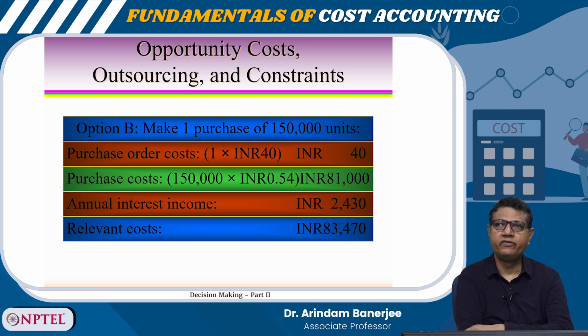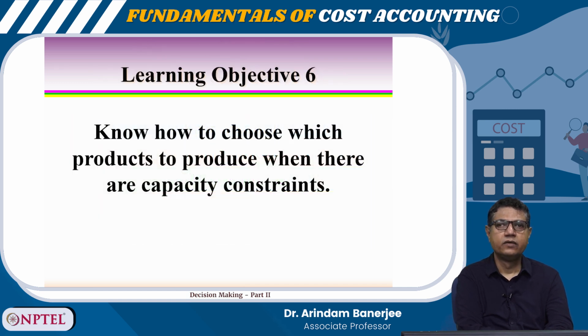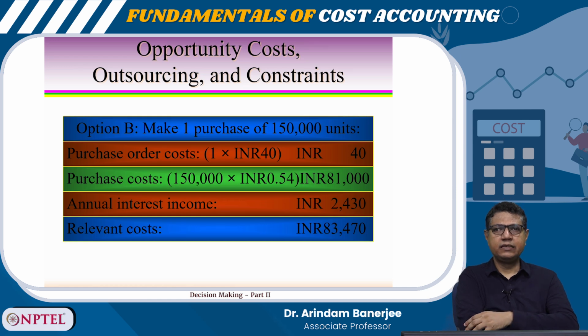And option B is make one purchase of 1,50,000 units. So, if we do that, then purchase order cost is 1 into rupees 40, that is rupees 40. Purchase cost is 1,50,000 into 0.54, rupees 81,000. Annual interest income is rupees 2430. And relevant cost, if I make the total, it is 83,470. So, using this opportunity cost, we can decide whether a particular decision to make or buy, whether I can undertake or not.